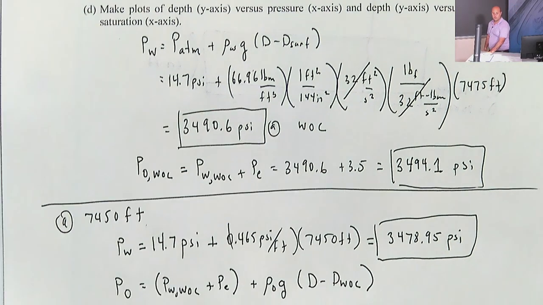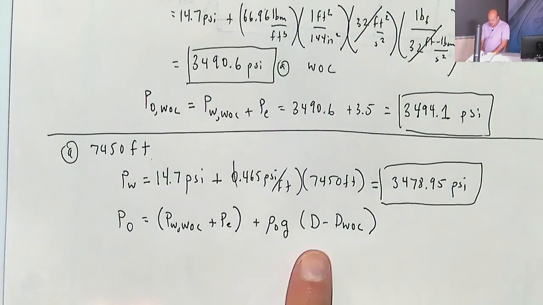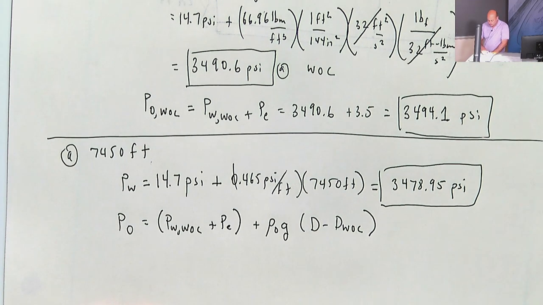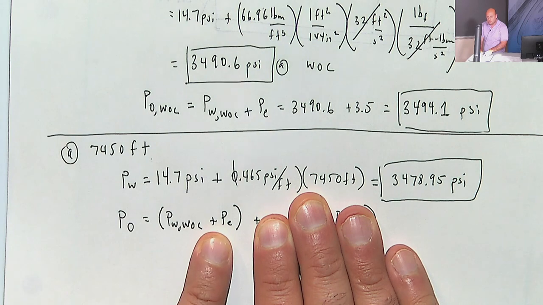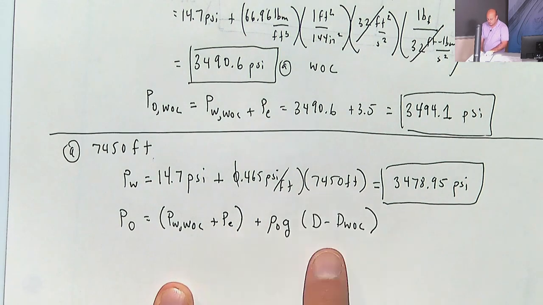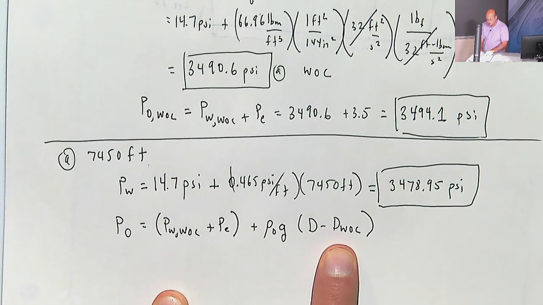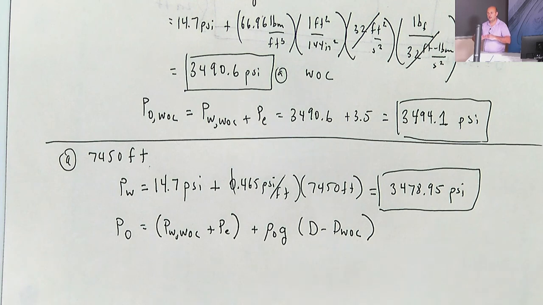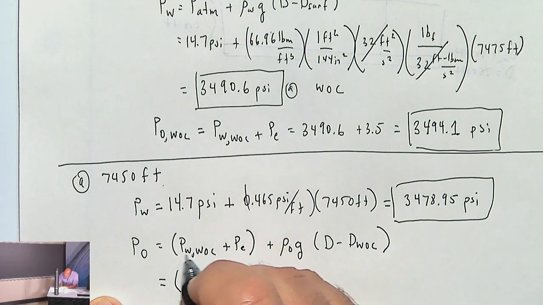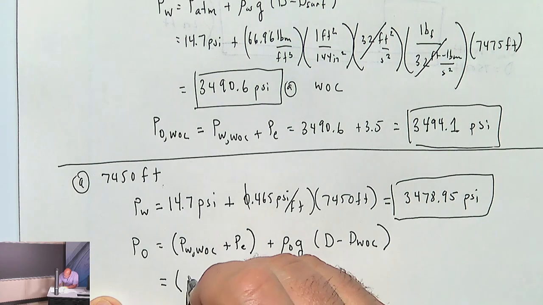Okay, so what this says is that when D is equal to the water-oil contact, PO is equal to the oil pressure at the oil-water contact. But you're going to work backwards. Remember, before we were starting at the surface for water and going down, but now we're starting at the water-oil contact line and going up. Does that make sense?